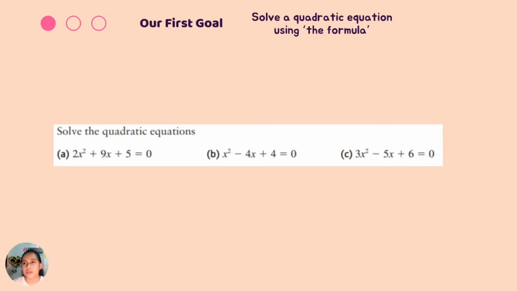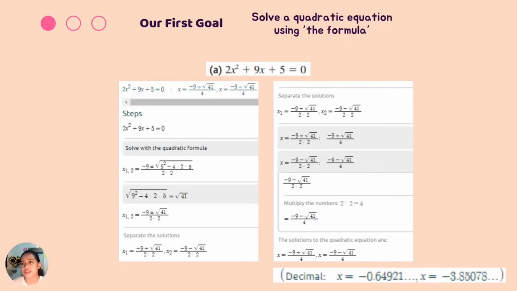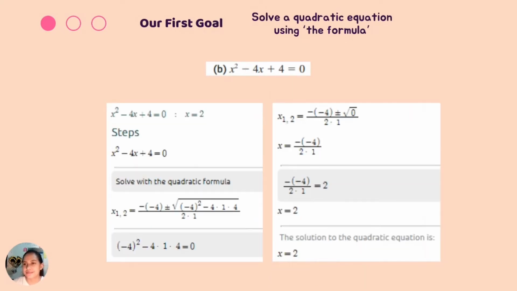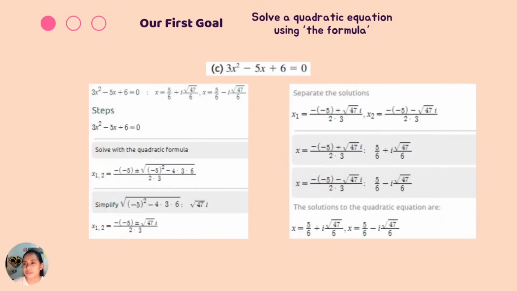So this is the example. A is 2x squared plus 9x plus 5 equals 0. B is x squared minus 4x plus 4 equals 0. And C is 3x squared minus 5x plus 6 equals 0. These are the answers for letters A, B, and C.